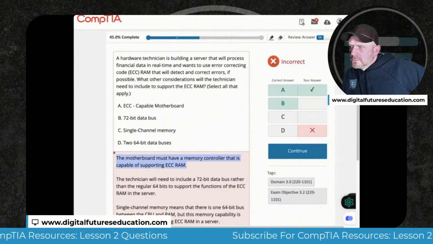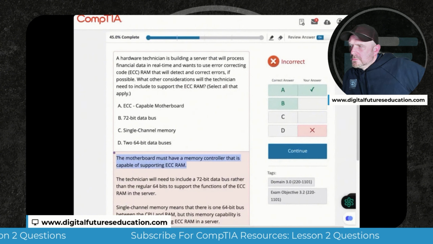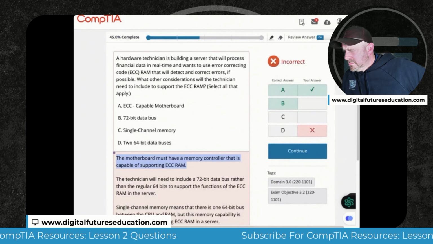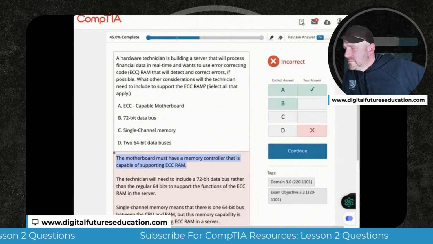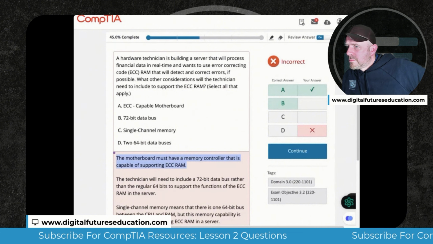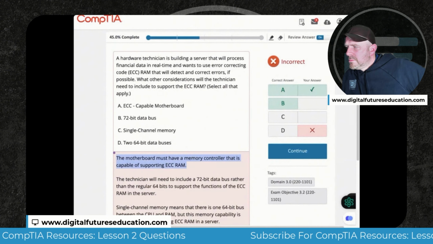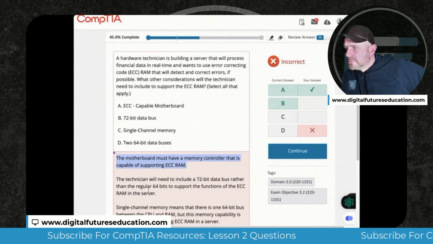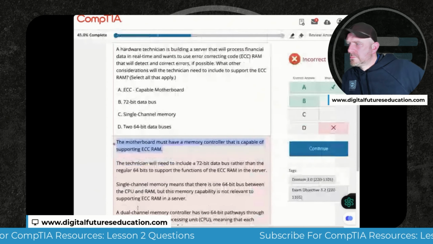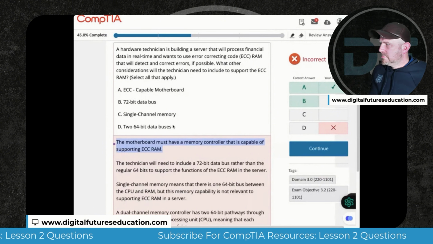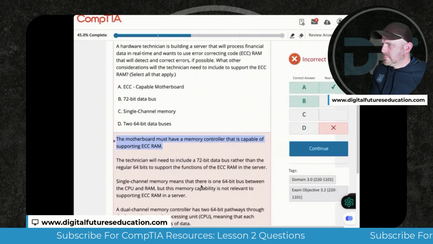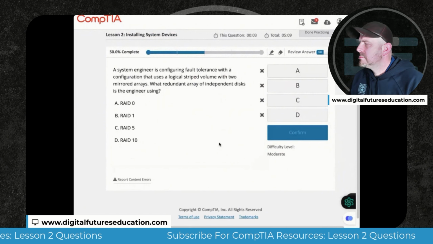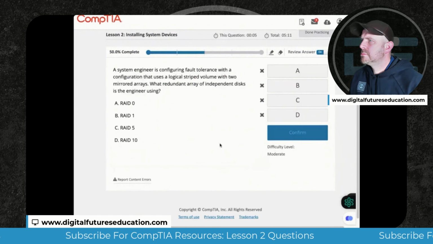The reason why I'm not reading them all is because in the past I've read them all, and I find I would overwhelm you if I read them all. It's more information than you need right now, but the very first one is always the one to cue in on no matter what. Must have a memory controller that is capable of supporting that, so that's A. Technician will need to include a 72-bit data bus, and then two 64-bit data buses. So the dual channel. And it's okay to guess, trust me. Doing this is going to improve how you do when you take it the first time, totally.